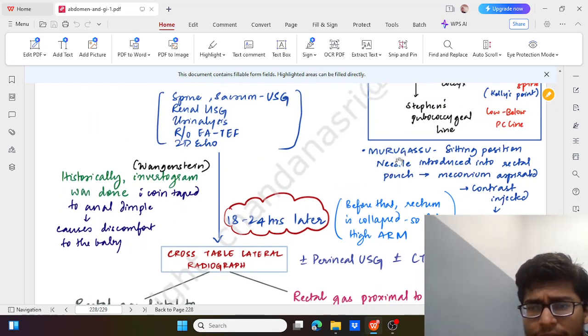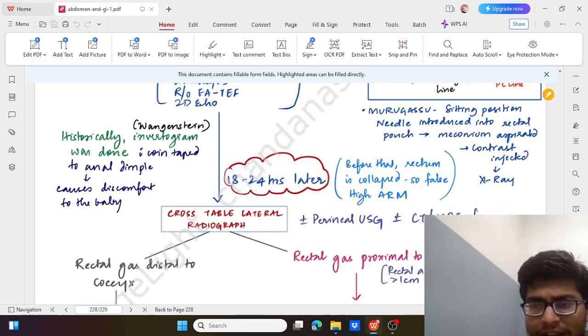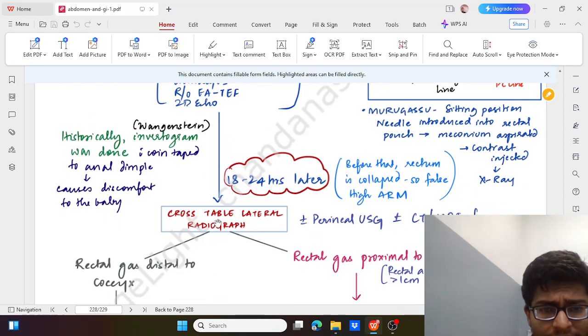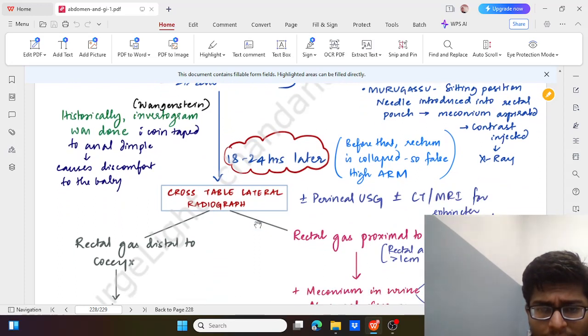Then there is an important aspect, that is the Narasimha Rao technique, in which, in sitting position, a needle is introduced into the rectal pouch and meconium is aspirated. If meconium is found, contrast is injected and an X-ray is taken. That will show us the level of the defect. And we also go for a cross table radiograph along with perineal USG, CT and MRI for sphincter anatomy.